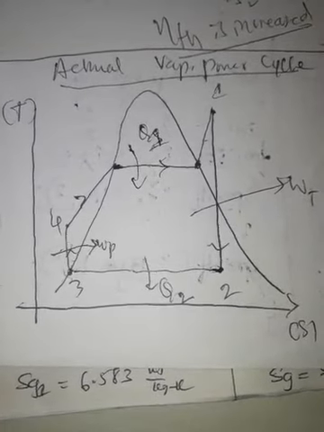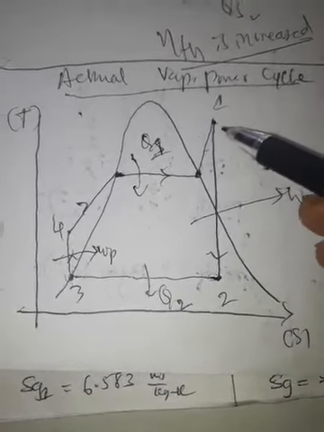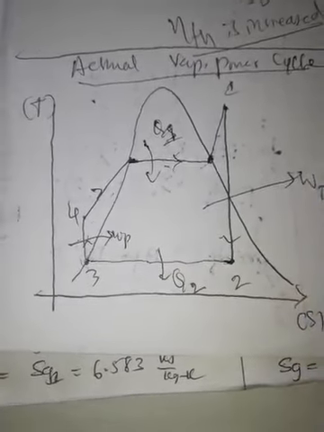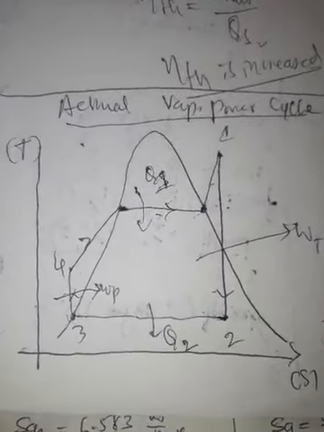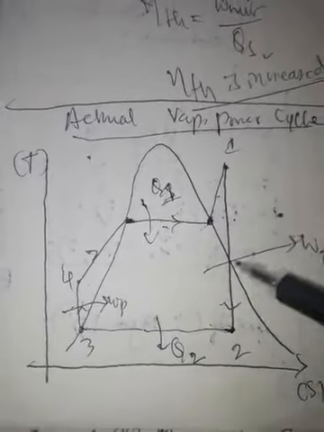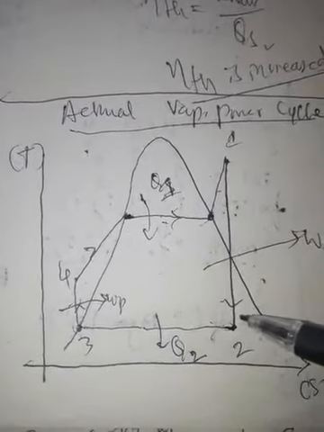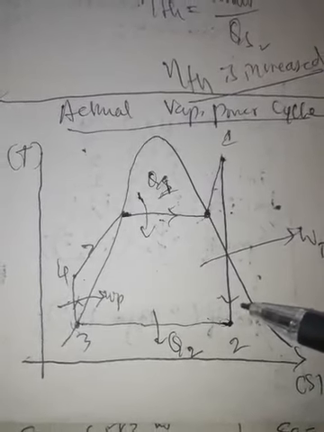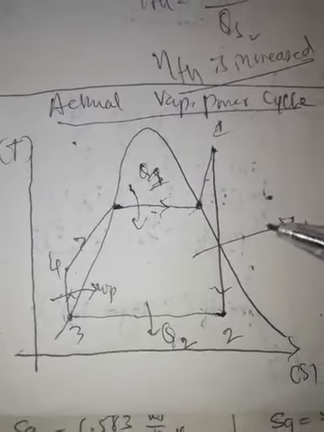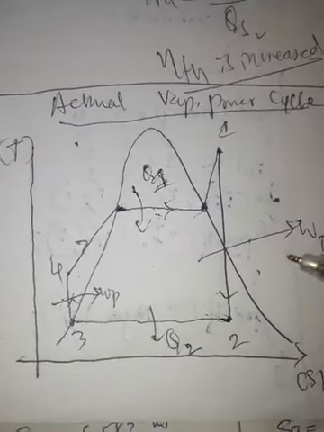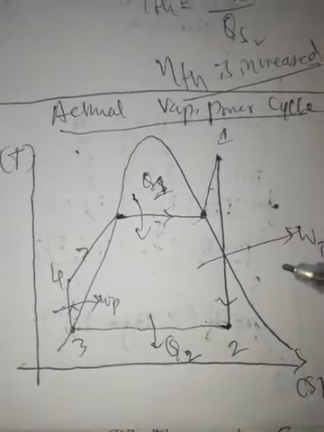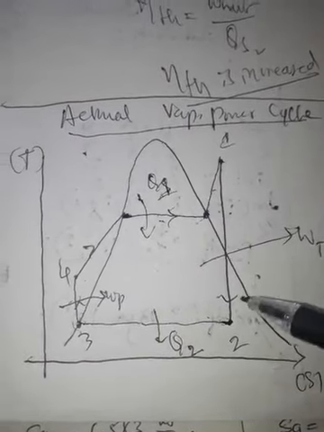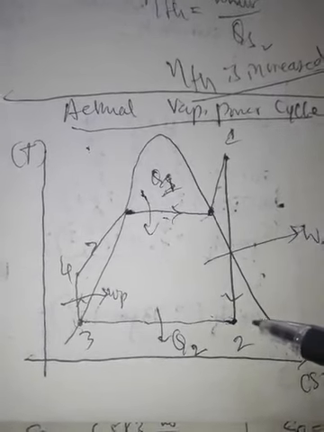Now how actual means, there are 4 devices, 1 to 2 is turbine, 2 to 3 is condenser, 3 to 4 is pump, 4 to 1 is boiler. So all these 4 devices function at 100% efficiency in the ideal Rankine cycle. But in actual conditions, practical situations deviate from ideal conditions because of losses, frictional losses, heat losses and other losses happening inside the devices. So because of those deviations, the behavior of the process changes.